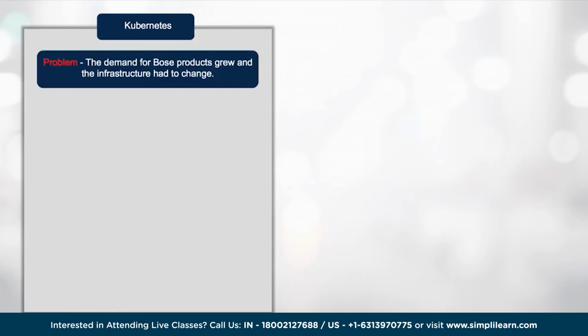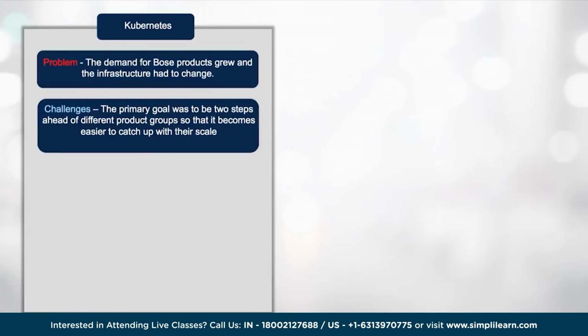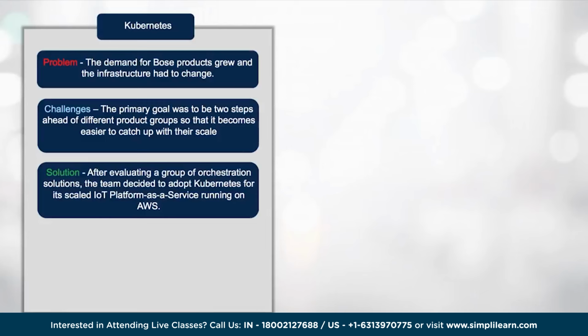Bose had a large catalog of products that kept growing, and their infrastructure had to change. So the way they looked at that was establishing two primary goals to allow their product groups to more easily catch up to the scale of their business. After going through a number of solutions, they ended up with Kubernetes running their IoT platform as a service inside of Amazon's AWS cloud service.